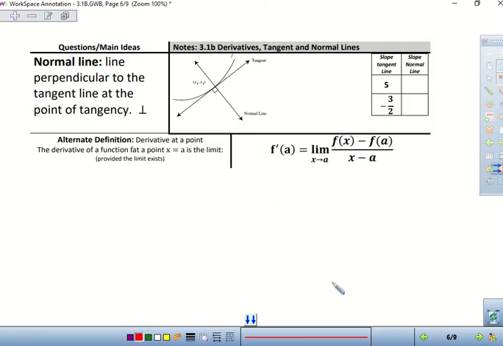Alright, so we calculated the tangent line. Now we're going to talk about how we calculate the normal line. So the normal line is a line that's always perpendicular to the tangent line at the point of tangency. So perpendicular, you remember perpendicular from algebra geometry. Does anyone remember how the slopes of two lines compare if they're perpendicular?